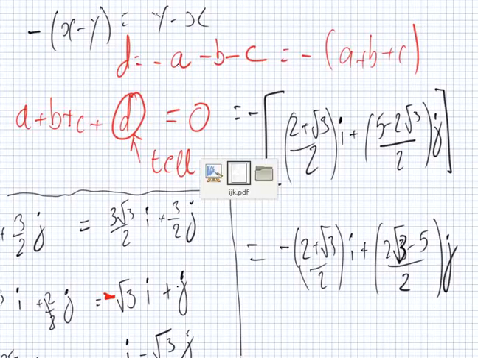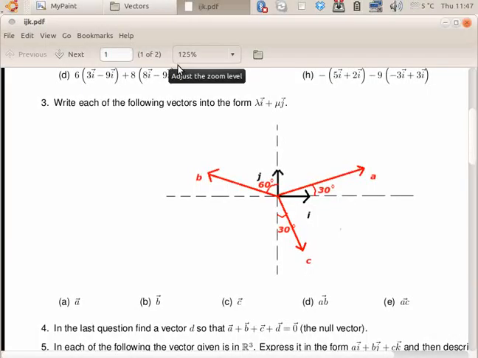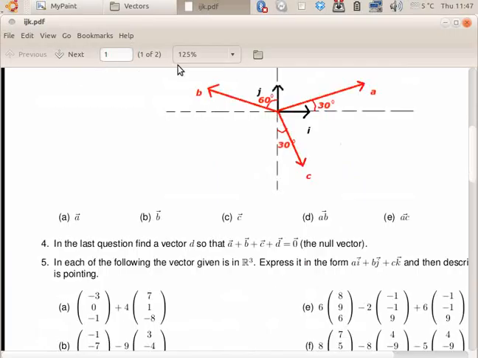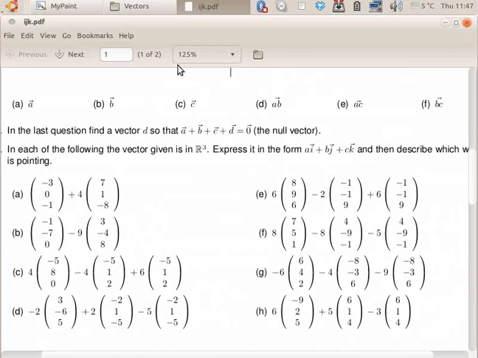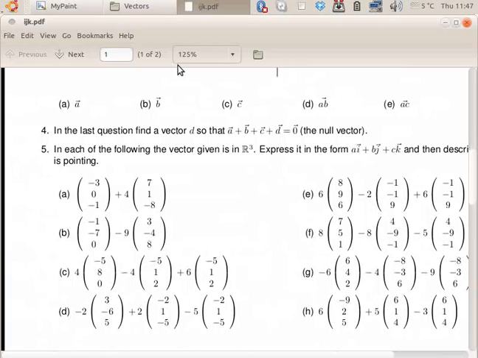Okay. So let's see, back to the question now. So that was part 4. Now, part 5. So it's just a bit of notation here.